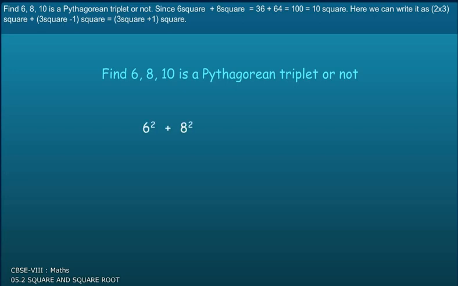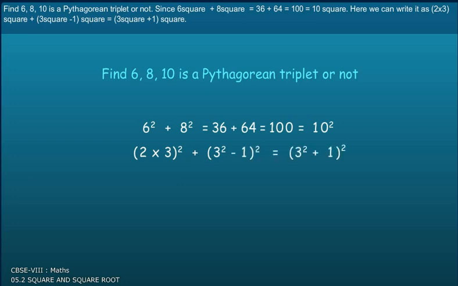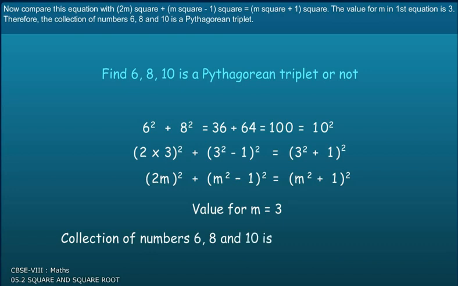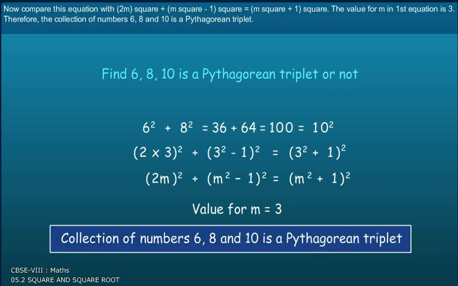Since 6 square plus 8 square is equal to 36 plus 64, which gives 100. It is 10 square. Here we can write it as (2 into 3) the whole square plus (3 square minus 1) the whole square, which gives (3 square plus 1) the whole square. Now compare this equation with (2m) the whole square plus (m square minus 1) the whole square. It gives (m square plus 1) the whole square. The value for m in the first equation is 3. Therefore, the collection of numbers 6, 8 and 10 is a Pythagorean triplet.